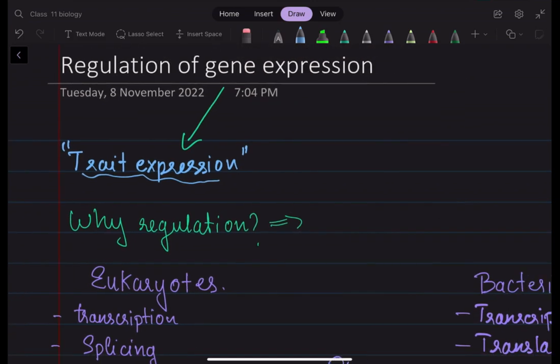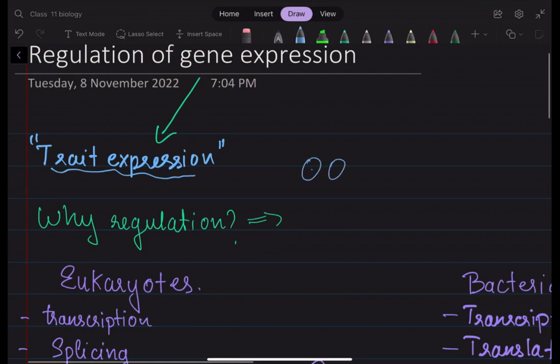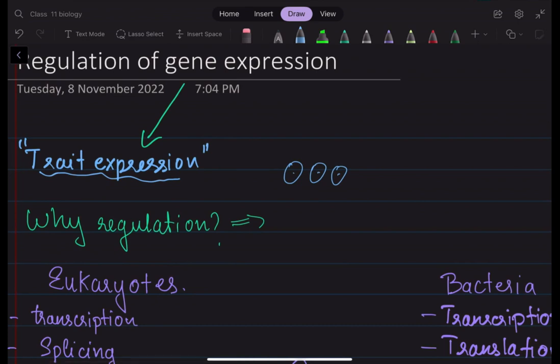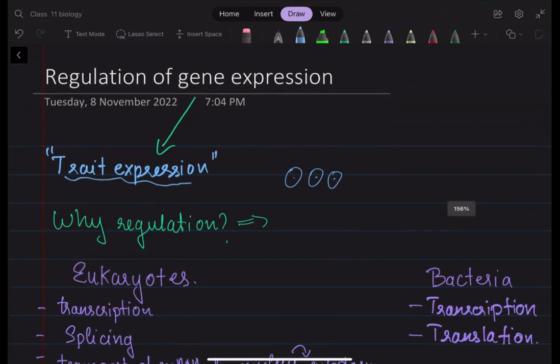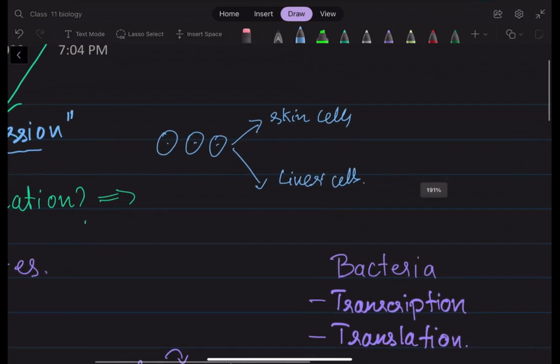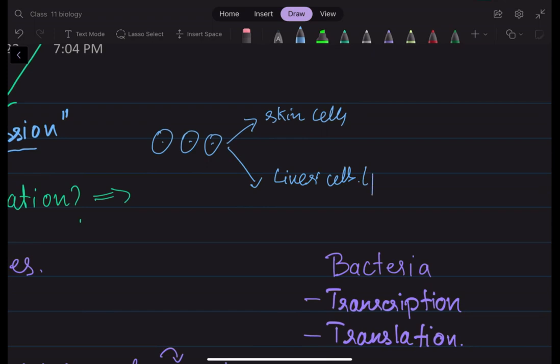So why do we have to regulate the gene expression? We know that all our cells contain the same genetic material. That means all the cells have the same DNA. Now let us take two types of cell, our skin cells and our liver cells. The liver cells produce bile, right? And our skin cells produce melanin, right?